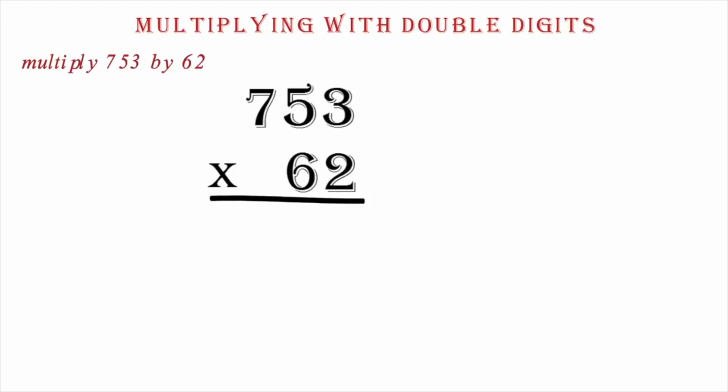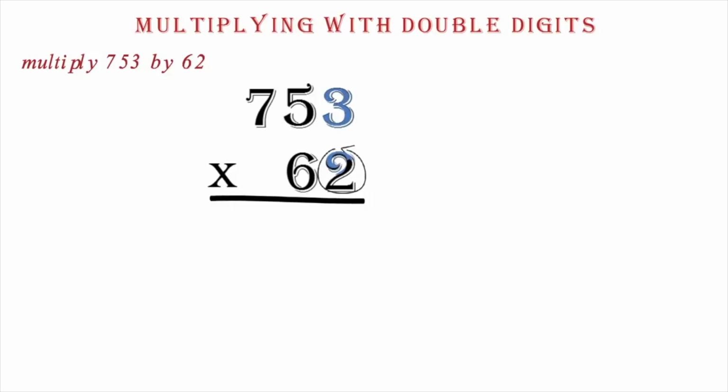Multiplying with double digits. Let's use an example to explain this. We want to multiply 753 by 62. Here again, we align them. We work with the 2 here first. We multiply each digit in the 753 by the 2.